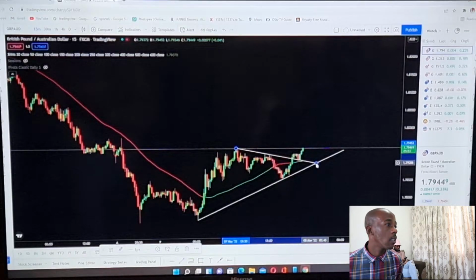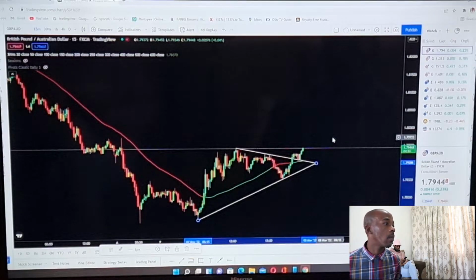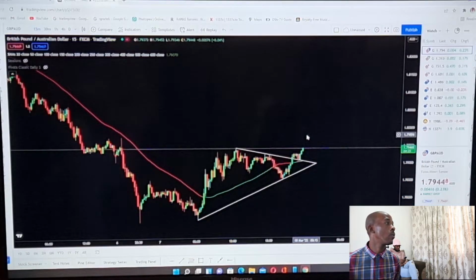Yeah, the market just broke the setup that I was hoping to get. And it has already made the retest. So eventually this entry, I can't take it now, so you will have to go to another pair.